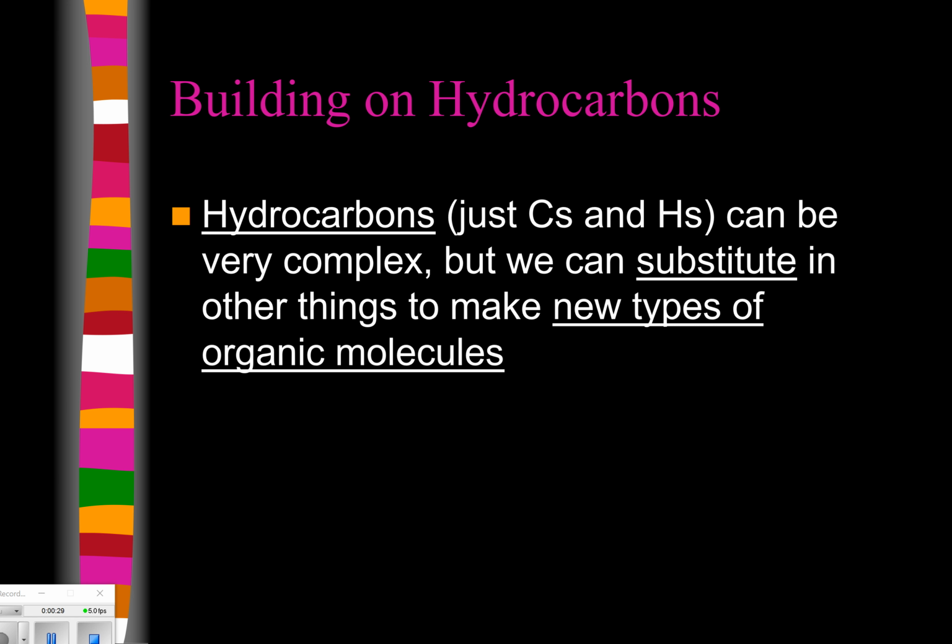So we know hydrocarbons are just C's and H's. They can be very complex depending on the number of carbons that we have on them and the orientation of them. And we haven't gotten into chains yet, but there can be different chains just on hydrocarbons. But by substituting different components onto a hydrocarbon, we can create new types of organic molecules that would no longer be a hydrocarbon.